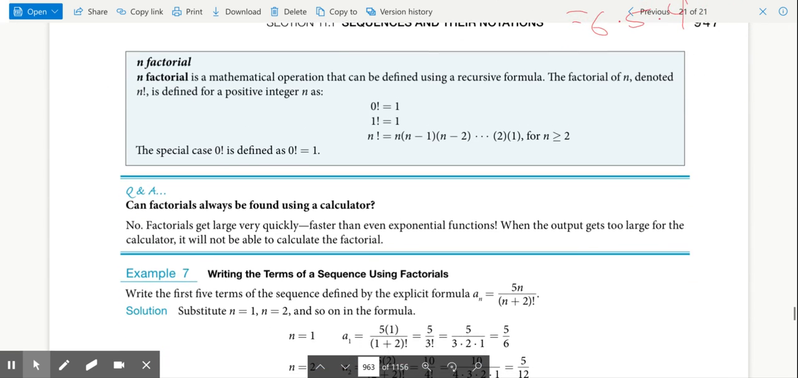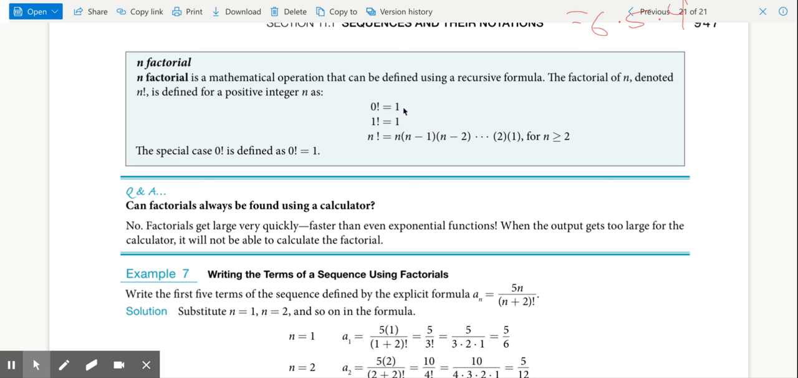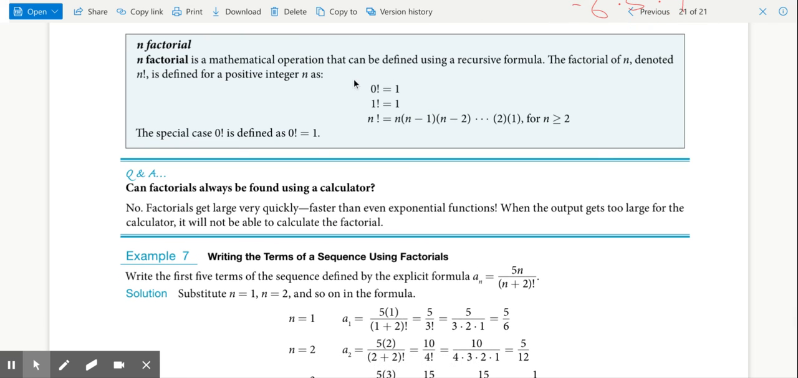Oh yeah, so 0 factorial is 1. It's just defined that way. It is what it is. The rest of these are straightforward. But yeah, that's the one where it's like, why is 0 factorial 1? Who knows? It just is.